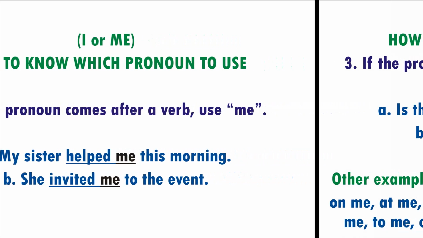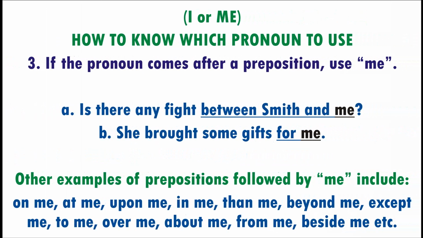So let's come to the third tip. It is not only verbs that take objects. In English language, prepositions also take objects. So when the pronoun comes after a preposition, use me, because that pronoun is likely to be the object of the preposition.